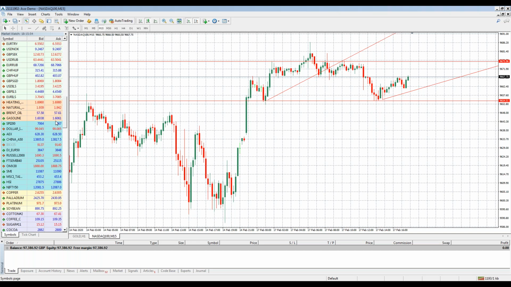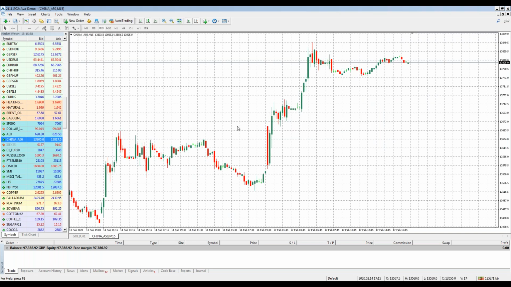It's an index we offer. Here it is, China A50. Okay, same thing, isn't it? From Friday's close to the open, it gapped up. Okay, this one did go up and bounce, but then kept climbing. And when this happens, it gapped up, came back down really quick.